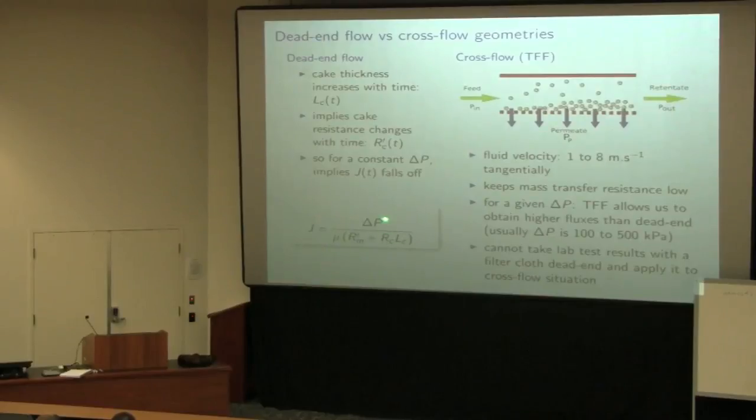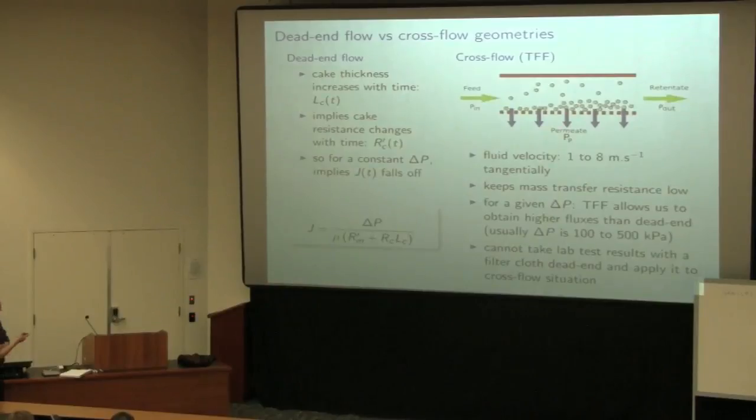And if I keep delta P constant, so I'm always just applying the same pressure difference across that membrane, then the implication is that as RC grows, this product of the two terms grows over time, then my flux must drop. And that's an intuitive expectation. Flux decreases as this cake builds up and becomes thicker and thicker. We get lower and lower fluxes.